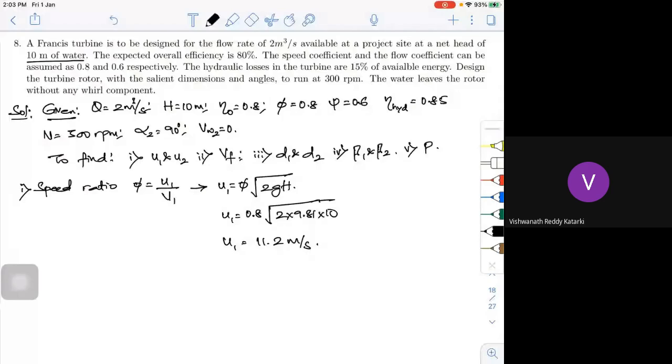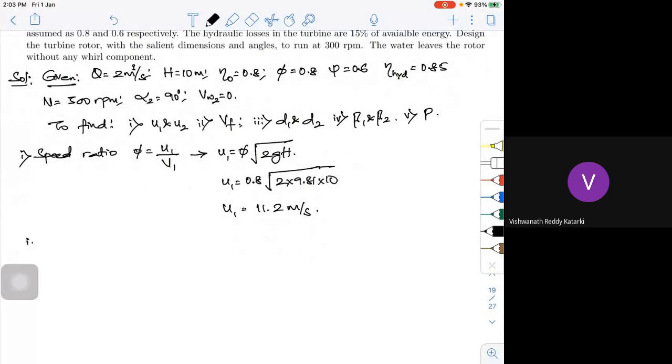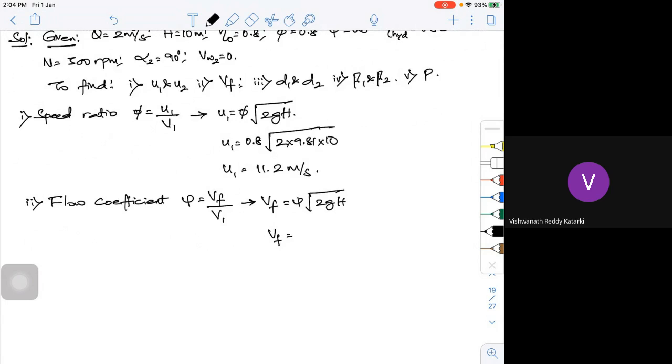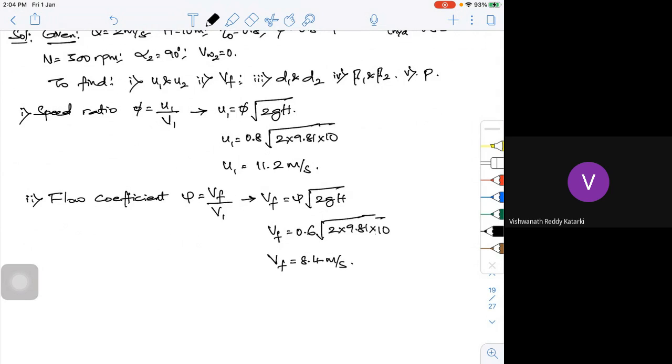That is the flow coefficient. The flow coefficient psi is equal to Vf divided by V1, or I can write Vf is equal to psi into root 2gh. So psi is given in the problem statement as 0.6. So I can find that: 0.6 into root of 2 into 9.81 into h, which is around 10 meters. So I am getting my Vf as 8.4 meters per second.